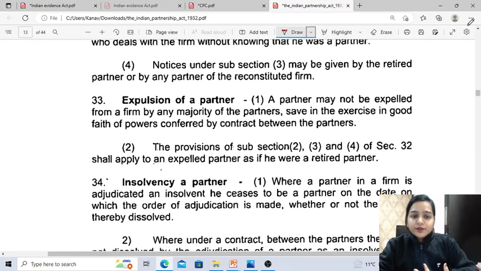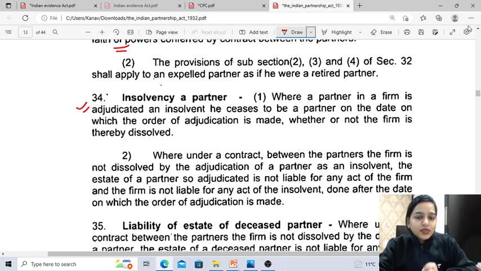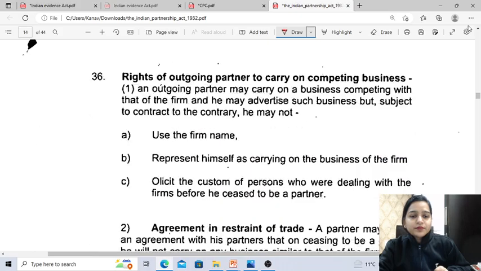Next is expulsion of partner, which is given in section 33, that a partner may not be expelled from the firm by any majority of the partners save in the exercise of good faith of power. Where a partner in the firm is adjudicated as insolvent, then he ceases to be a partner on the date on which the order of adjudication is made. तो अगर कोई पार्टनर इंसॉल्वेंट हो जाता है उसी दिन से पार्टनरशिप फर्म में सीज कर जाएगा when the order of adjudication is made, whether or not the firm is thereby dissolved.